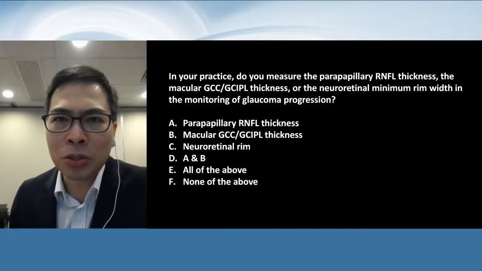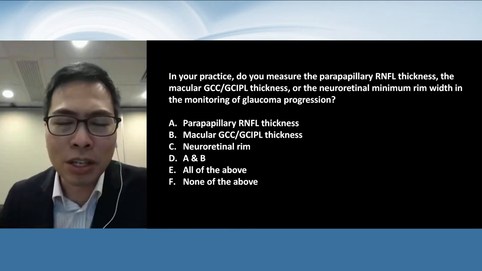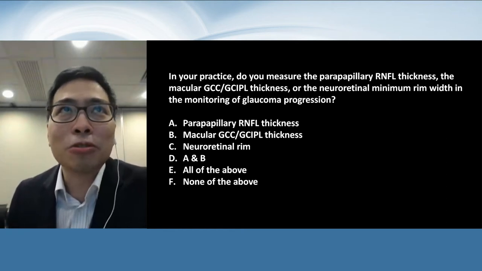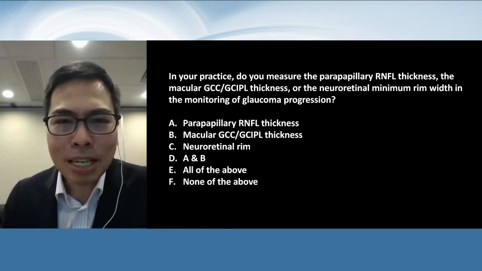I don't know how many of these parameters you measure in your clinic, and sometimes it is difficult, not only because we have many parameters that can be measured, but also because there are so many different types of OCT, and the technology of OCT keeps advancing over the years, making the situation pretty complicated.